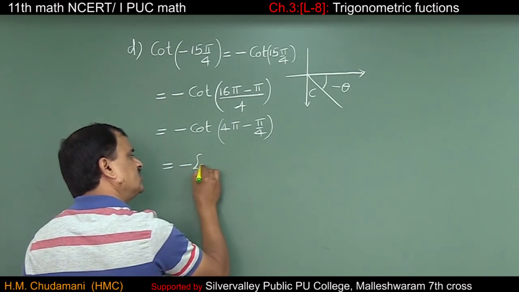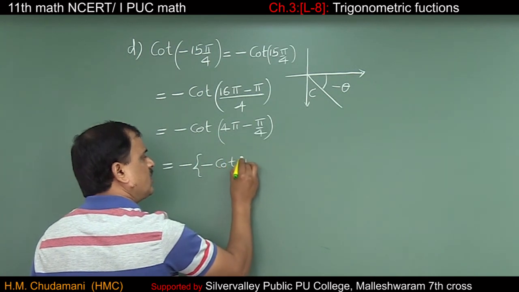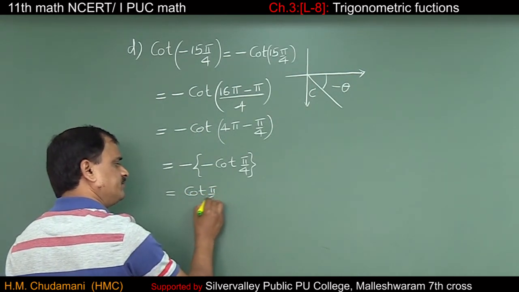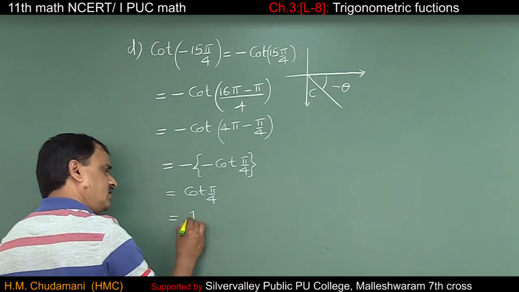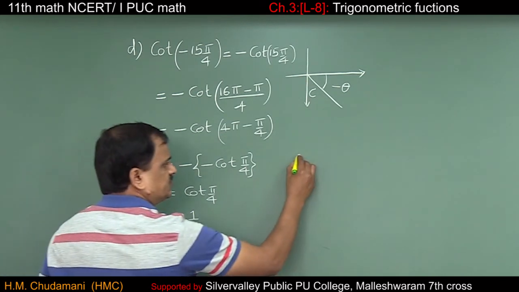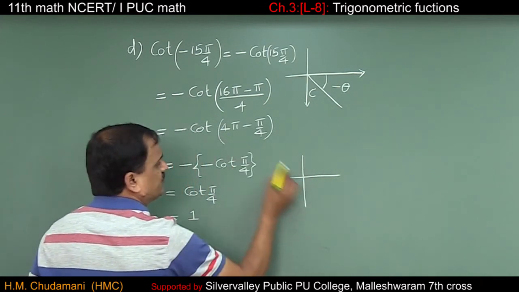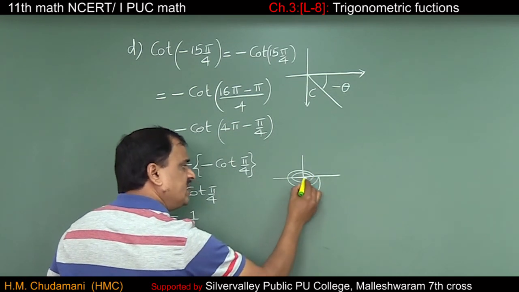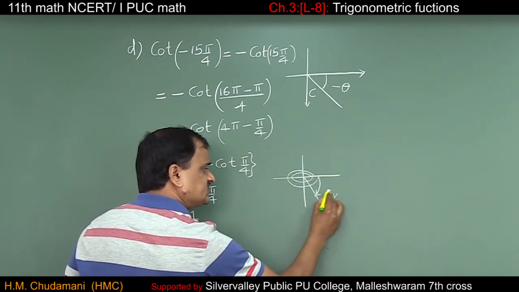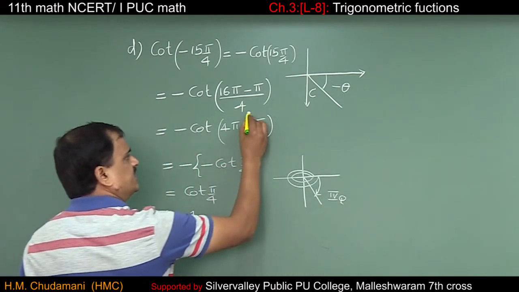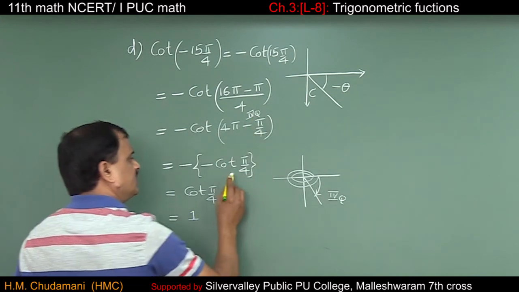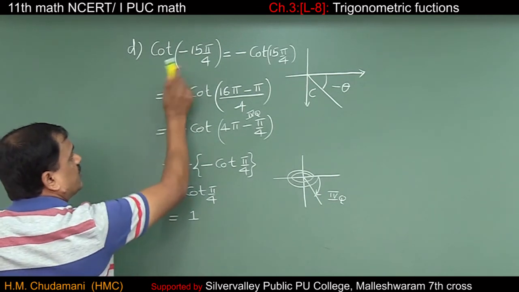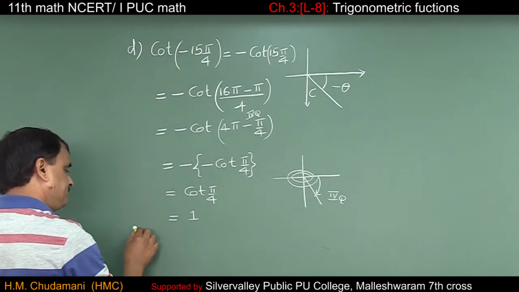In the fourth quadrant, cot should be negative, so minus cot pi by 4. Minus of minus gives plus cot pi by 4. Tan 45 is 1, cot 45 is the reciprocal of that, which is 1 again. You can verify: pi, 2 pi, 4 pi minus pi by 4 lies in the fourth quadrant, where cot should be negative. So cot pi by 4 is 1, so cot of minus 15 pi by 4 should be 1.